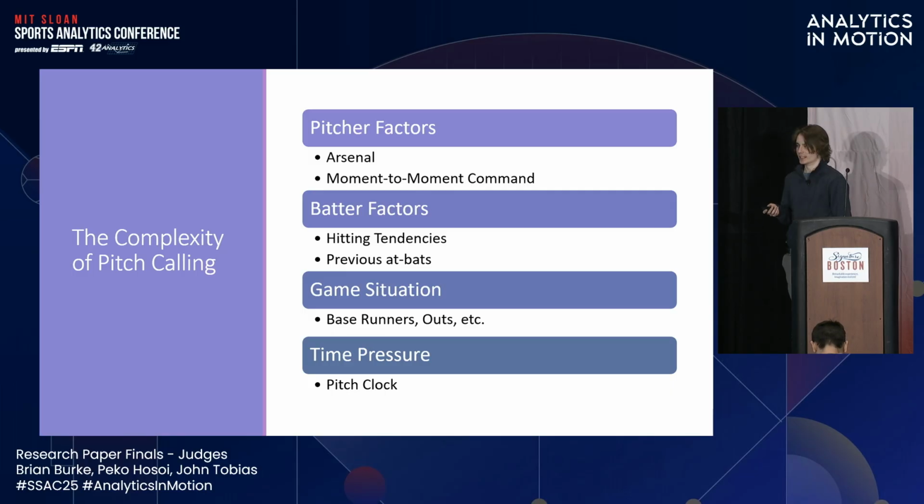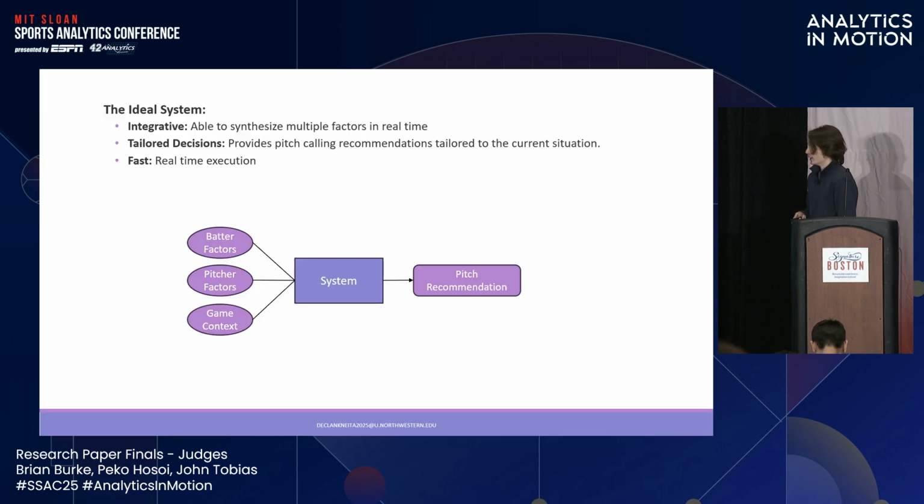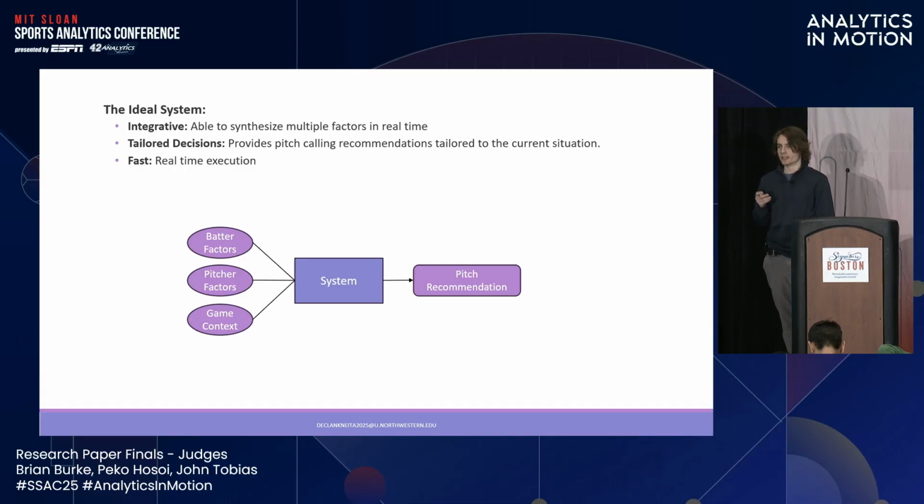Because of that, it's really impossible for a human to perfectly take into account all of those factors when making that decision hundreds of times in a game. And so I think it would be really useful to have some kind of a system that would be able to perfectly keep track of all those factors to make pitch recommendations and do this in real time. That was the primary goal of this research, to try and create a version of that system.